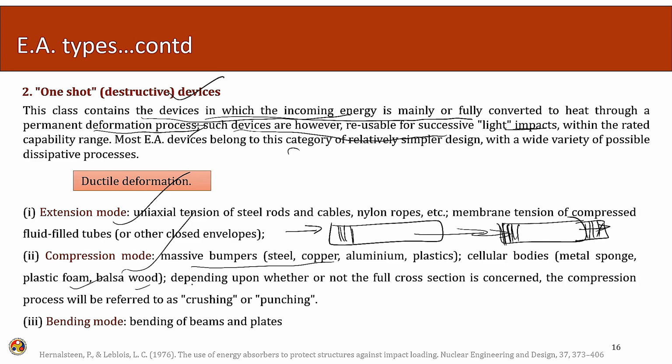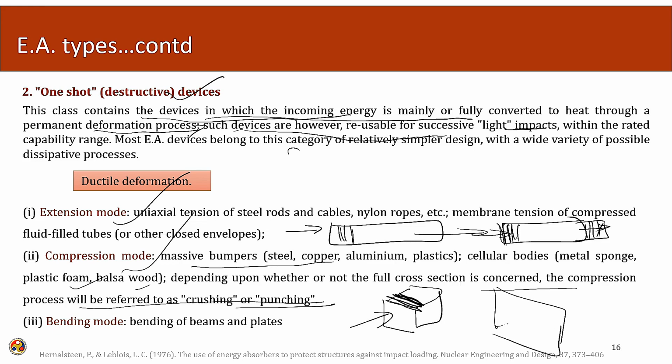Depending upon whether or not the full cross section is concerned, the compression process will be referred to as crushing or punching. As we have seen here, if an impact occurs, this entire thing will be crushed. Or if the cross-sectional area is more, then there will be a punching type of deformation, a very localized type of deformation will occur.